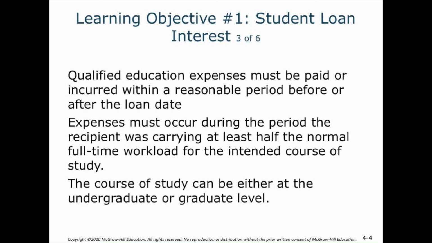Now, there's a timing element as well, to where the qualifying education expenses must be incurred within a reasonable time. So this is going to be 90 days before or 90 days after the term in which the expenses are incurred, and the student also needs to be enrolled half-time. So although the course of study can be at the graduate or undergraduate level, just as an example, for an undergraduate student that must carry 12 hours for full-time status, they would need to be enrolled in 6 hours to make that half the normal full-time load.